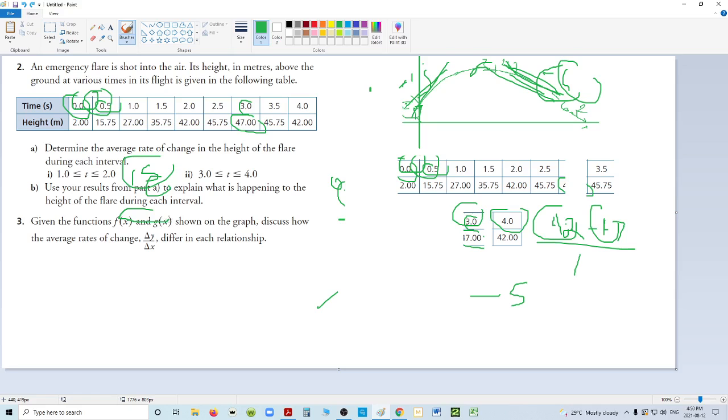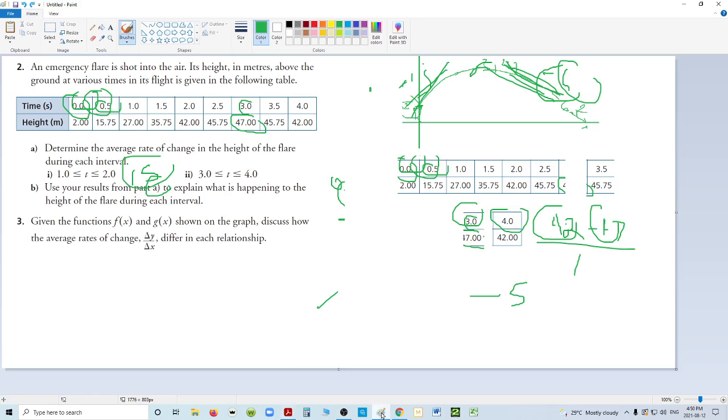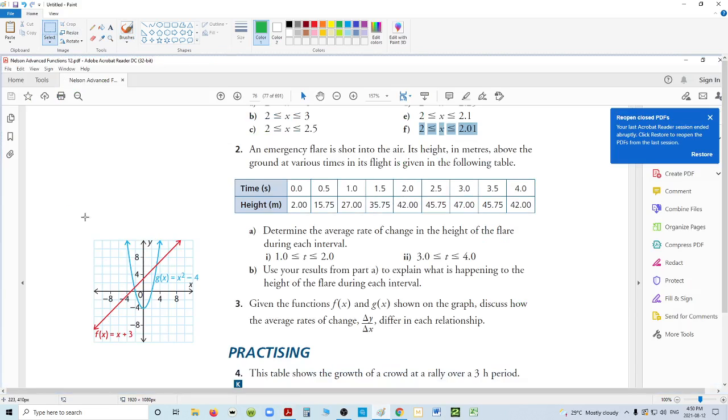Given the function f of x and g of x shown on the graph, discuss how the average rate of change differs in each relationship. Okay, for that we need the graph. Here we go, there's the graph on the left. And we'll go back. So I hope that last one, the flares, was understood.